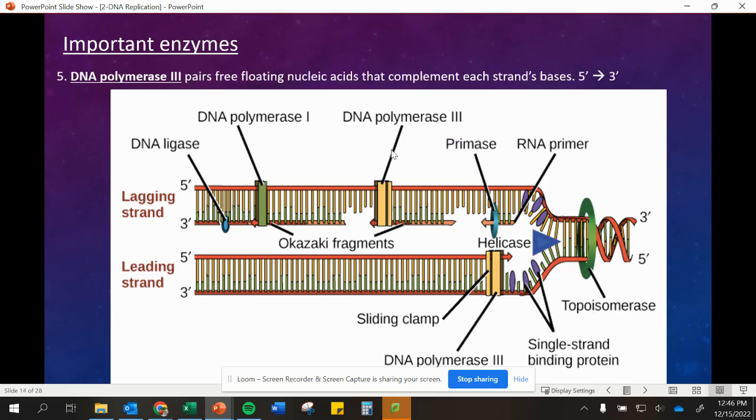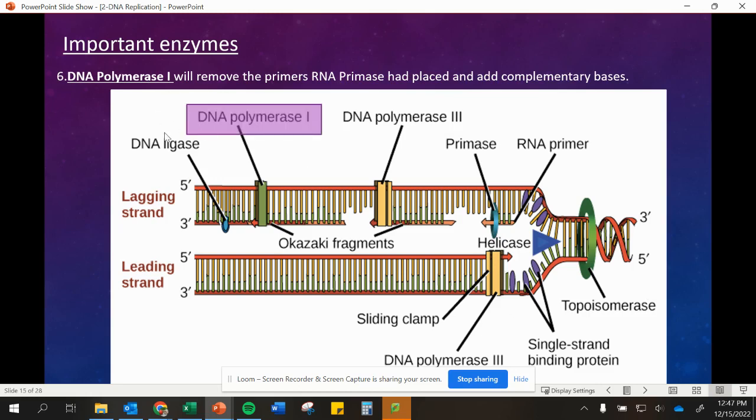We have DNA polymerase 3, and there are different DNA polymerases. We have 1, 2, and 3. They all have different jobs, but really getting into how they're different isn't super important for this course. DNA polymerase 3 is going to be adding those new DNA nucleotides on, 5' to 3', from that RNA primer. DNA polymerase 1 up here is what removes the RNA and in its place adds DNA.